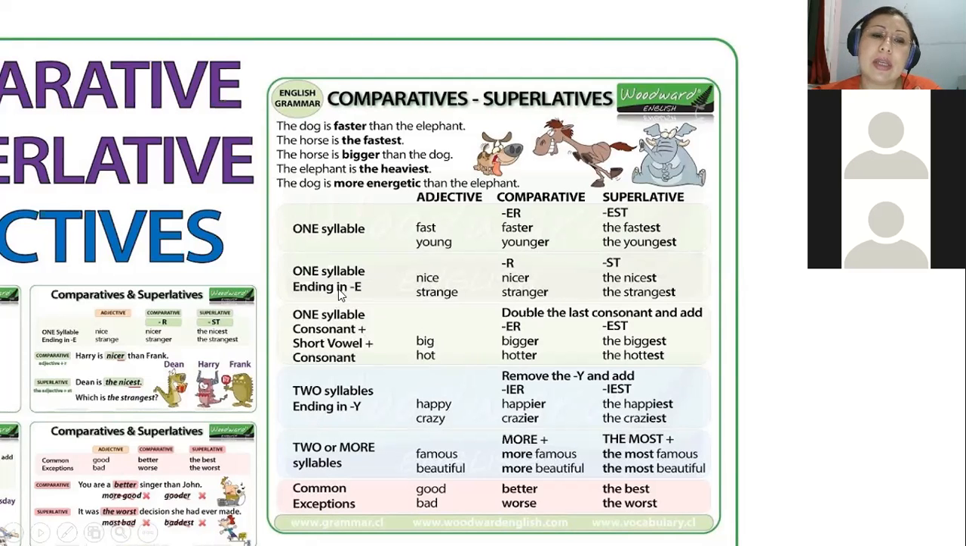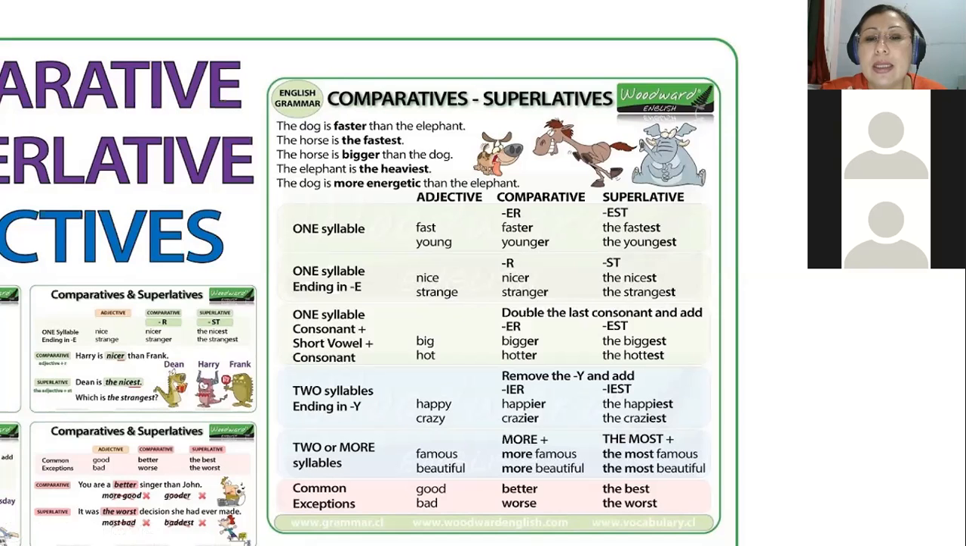For one syllable adjectives ending in E, you add R: nice, nicer, strange, stranger. But if you want to make the superlative, si usted quiere hacer el superlativo, then you add ST. Nice, then in the word the, ¿verdad? Siempre para el superlativo le agregamos la T-H-E, the. The nicest, el más agradable. Strange, extraño. Stranger than, más extraño que. The strangest, el más extraño. Okay, no comparison. The superlative is established at a higher point, un punto bien alto, ¿verdad? El máximo. No hay comparación con ese superlativo que estamos diciendo, ¿verdad? Con esa cualificación que estamos dando al adjetivo.